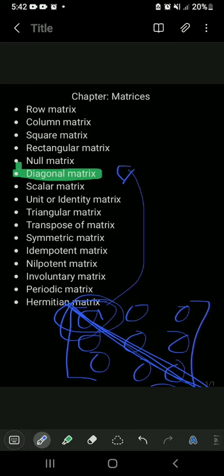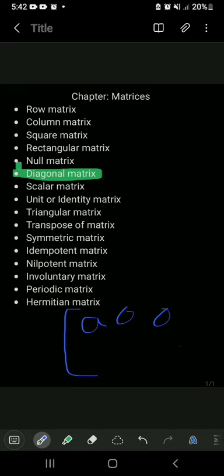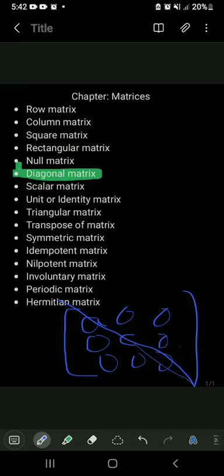Okay, except for the diagonal elements, the other elements are always 0. For example, A, 0, 0 or C, 0, 0. Except for the diagonal elements, the non-diagonal elements must be 0.